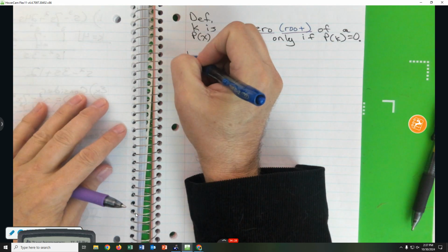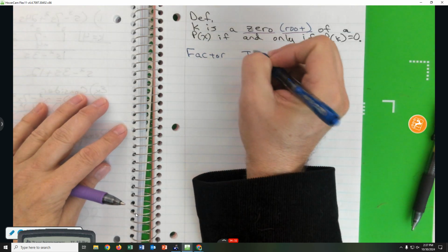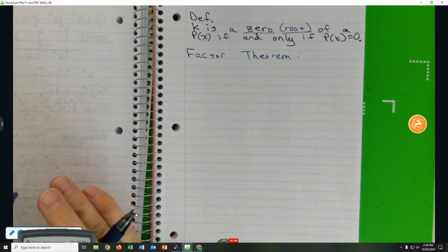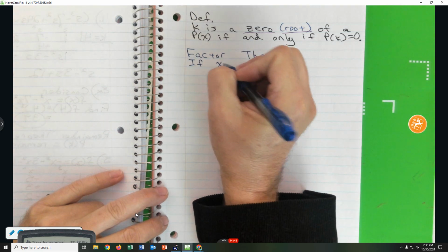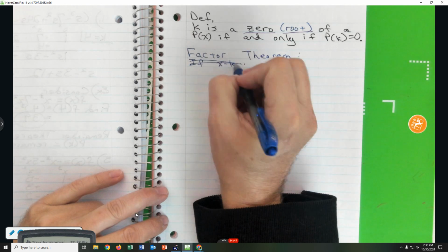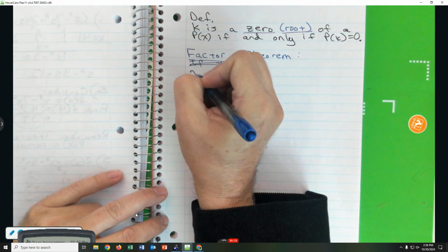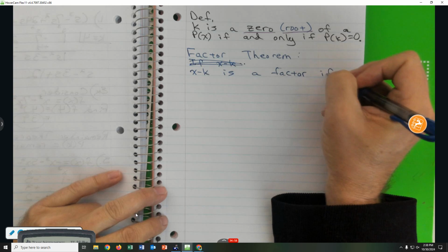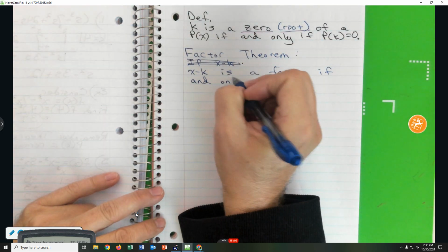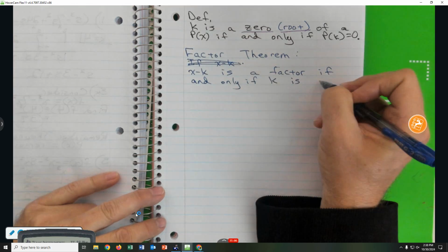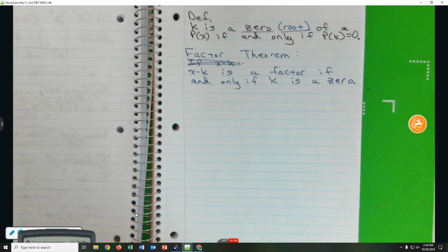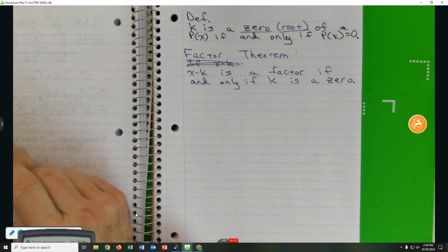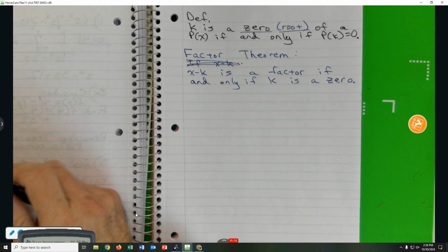There's something called the factor theorem. If x minus k, I think I'm going to mark that out. I'm going to make a stronger statement. X minus K is a factor if and only if K is a zero. Remember, a factor is something that divides in evenly. 2 is a factor of 8 because 2 divides evenly into 8. The remainder is 0.